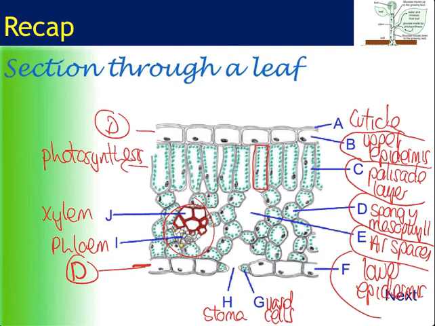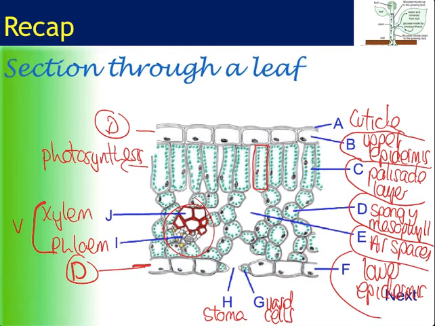We have then D, which is the spongy mesophyll. So the sponge suggests there are holes, and in here you have air spaces, which suggests that there's a diffusion of gases happening here. And over here, J and I, these are your vascular tissue, with your xylem on top and your phloem on the bottom.